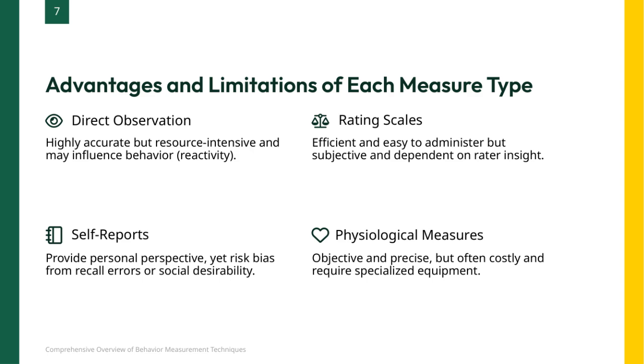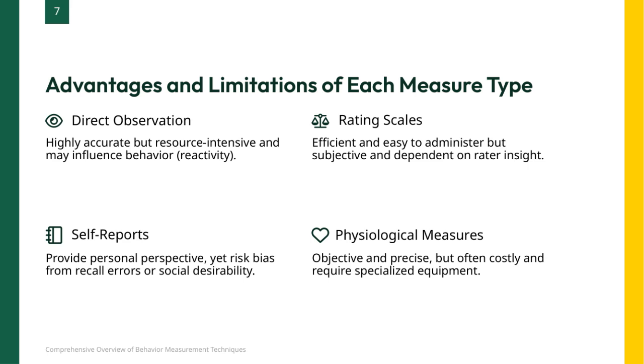Self-reports give us a valuable personal perspective, allowing individuals to share their own experiences and feelings. The downside is they can be influenced by memory errors or the desire to present oneself in a socially favorable light, which can skew the results. Lastly, physiological measures offer objective and precise data, often providing deeper insights that aren't easily captured through other methods. The trade-off is that they can be expensive to use and usually require specialized equipment and expertise. Each measure type has its strengths and challenges, so choosing the right one depends on the specific goals and constraints of the study.